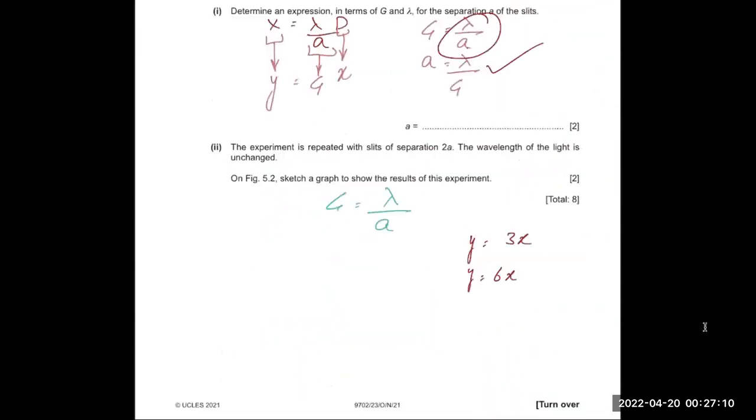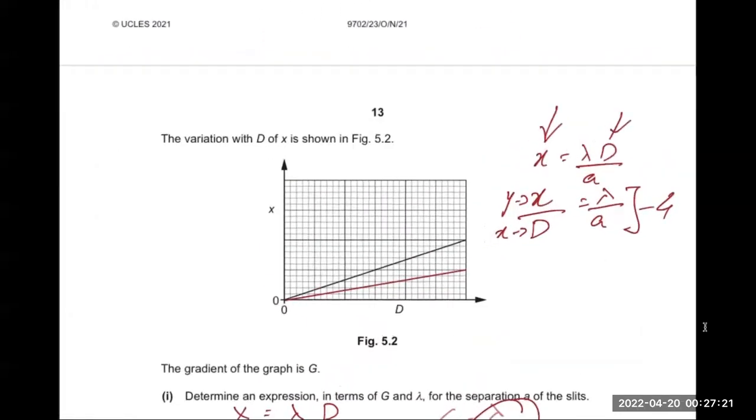If the question says, what happens if the slit separation is half A? If the slit separation is half A, the gradient becomes double because the denominator is half. When the gradient becomes doubled, you'll draw a line that goes all the way up till this point, 2 times this height. The gradient becomes double. This one is half the steepness. This one has twice the steepness of this line.